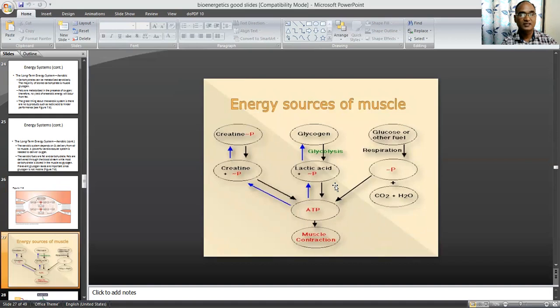The forms of energy are creatine phosphate, glycogen, and glucose, which are the fuels for muscular contraction. The creatine phosphate may be separated into creatine and phosphate. Phosphate is again combined with the ATP and contributes to muscular contraction. Glycogen is converted into lactic acid in the form of glycolysis, and finally it releases ATP and activates muscular contraction. The other sources of glucose are other fuels during respiration. Phosphate is contributed, and that phosphate initiates the muscular contraction with the help of ATP.